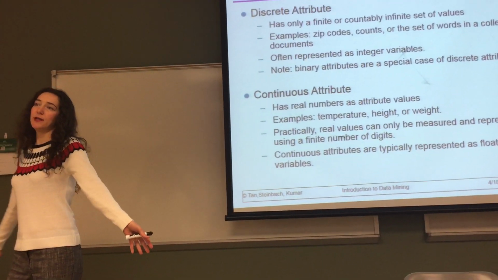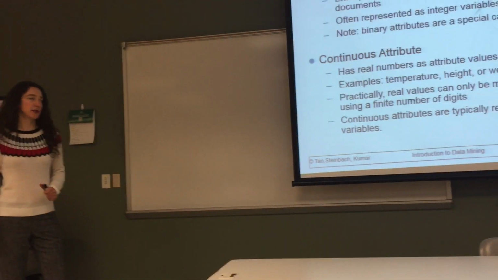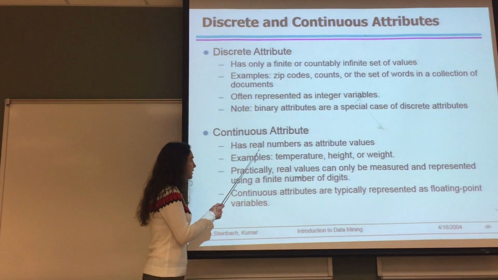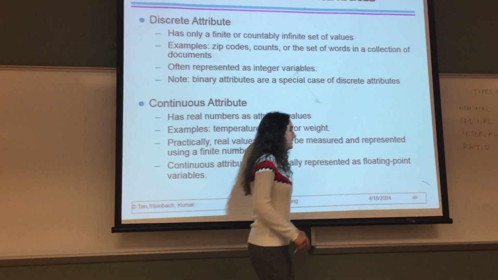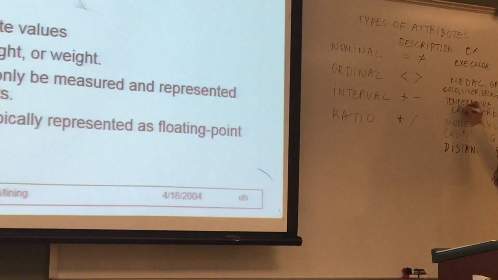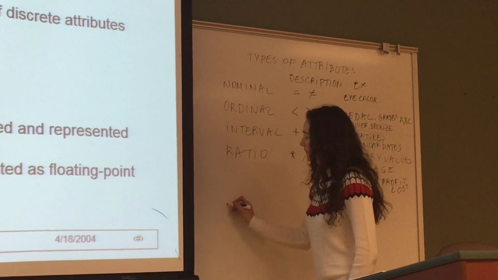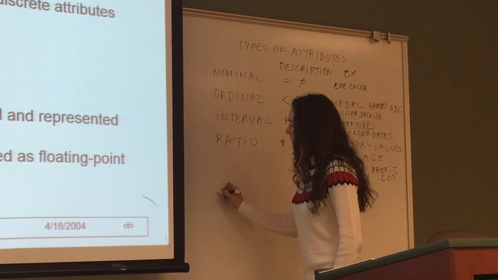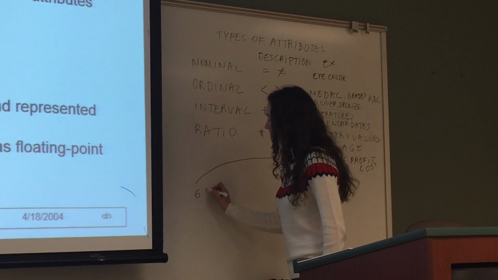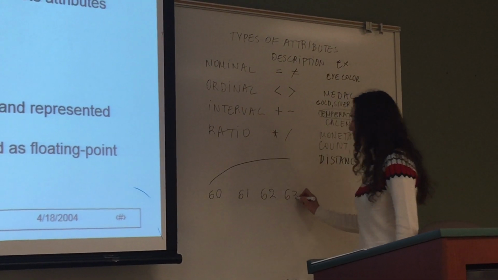Neither can we send it through the network because it also has a bandwidth limit on the amount of information that it can send. So if we think about a continuous attribute, let's say temperature. The temperature will change very slowly. Let's say 60 degrees, 61, 62, 63.